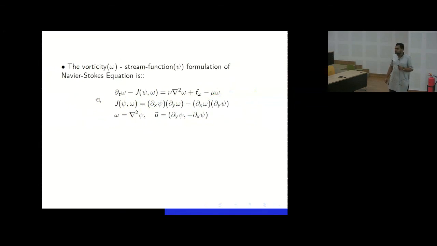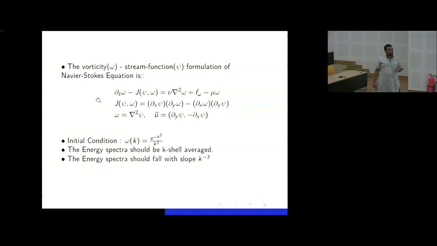And now we move to two-dimensional turbulence. We take the curl of the Navier-Stokes equation, and we get this equation. And here omega is the vorticity and psi is the stream function, and u is the velocity, defined in this way. We give the initial condition like this. So here also we are giving very low omega to the higher modes and very high omega to the lower modes. And for the energy spectra, we have to get a k-shell averaged energy spectra.